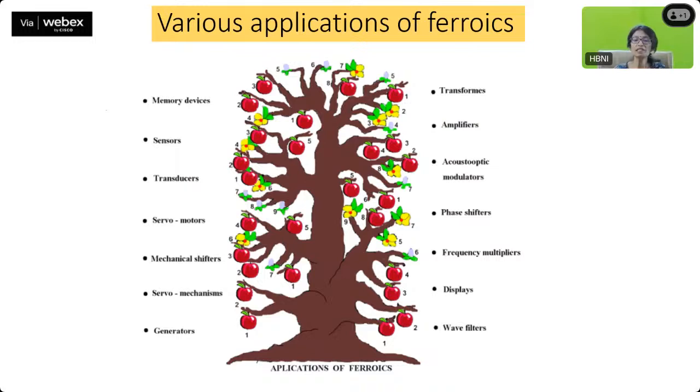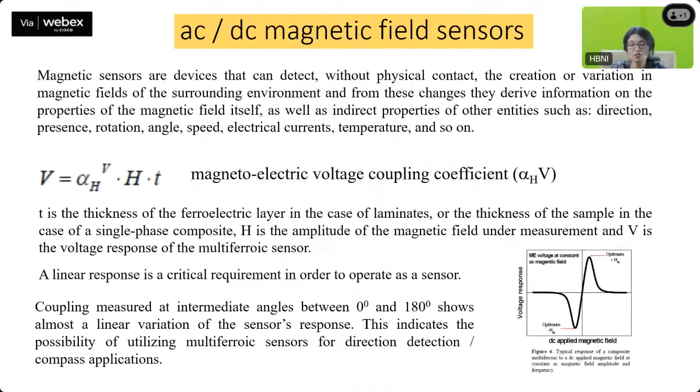So there are a lot of applications of these ferroic materials. You can have them in memory devices, sensors, transceivers, amplifiers, transformers, phase shifters, displays, wave filters, generators. So there are a lot of applications in the case of these different kinds of ferroic materials. Here, one particular example we'll see is the AC and DC magnetic field sensors, and how they work.